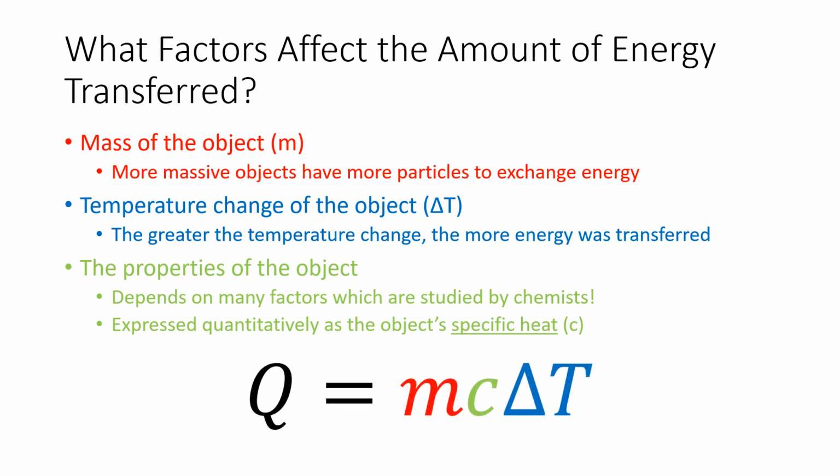So, combining those three factors together, the amount of energy transferred, which is Q, the energy transferred by heating or cooling, is just the product of those three factors: the mass, the specific heat, and the temperature change.